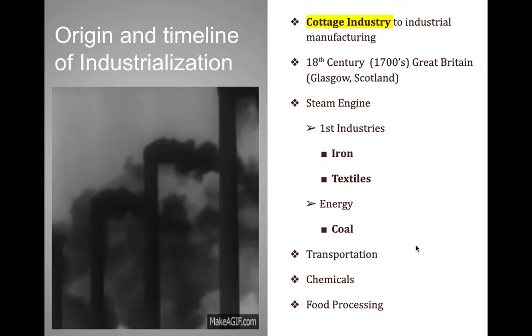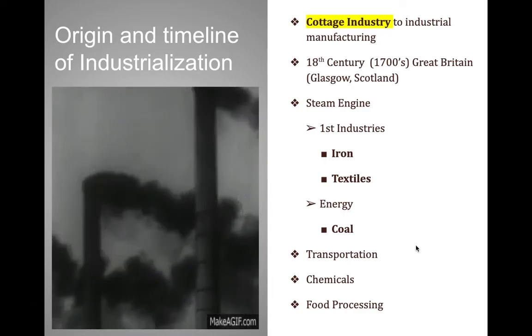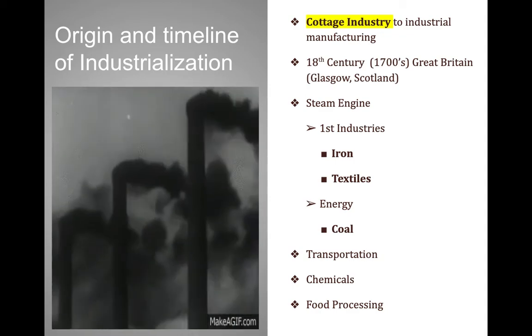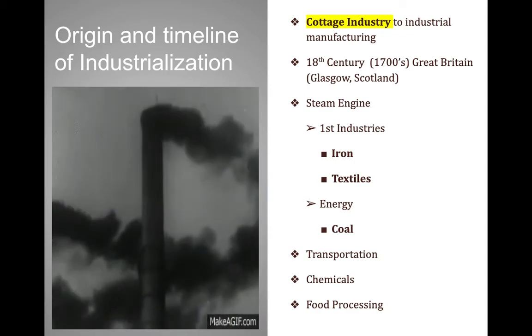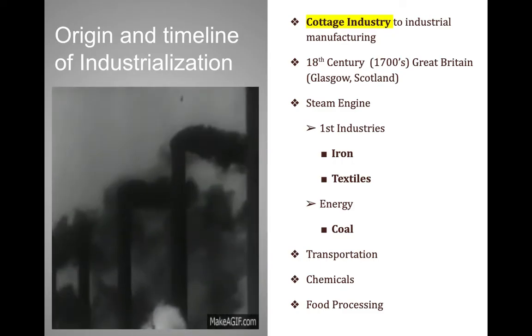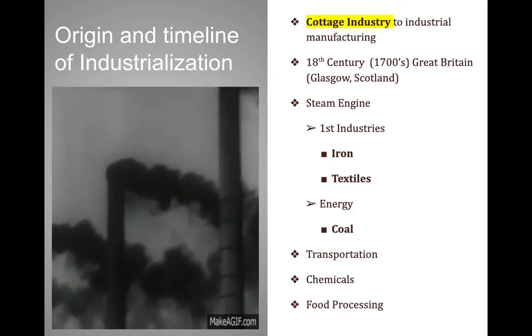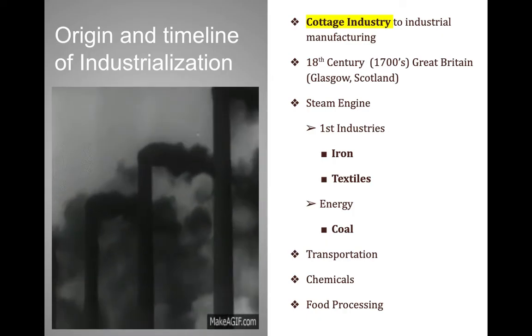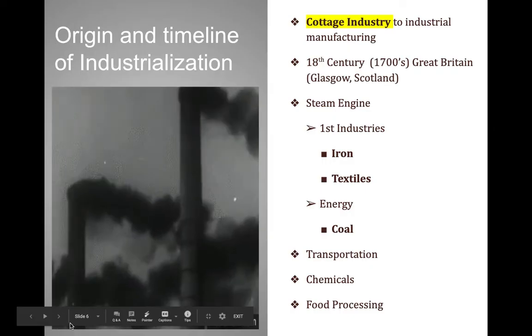Transportation, we'll see first with the railroads. There will be the first canals. They'll be able to bring large, bulky raw materials such as iron ore and coal. And coal is going to be mainly used for factories and transportation during this time. This will create industrial clusters in the world.